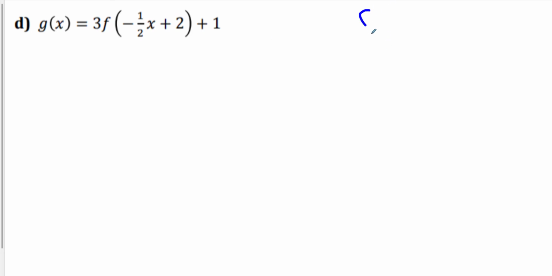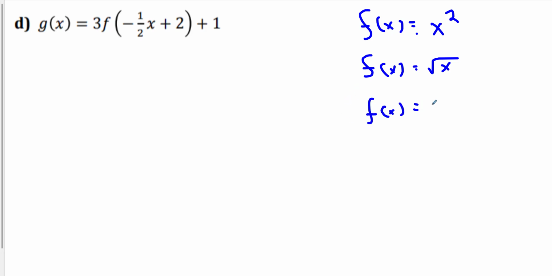So f of x is equal to, let's say, x squared. That's the parent function. f of x is equal to, say, square root x. That's a parent function. And you learn that in the other lesson, another parent function, f of x equals 1 over x. And f of x is just y, so don't be confused. So these are my parent functions. You need to be able to graph these original functions.